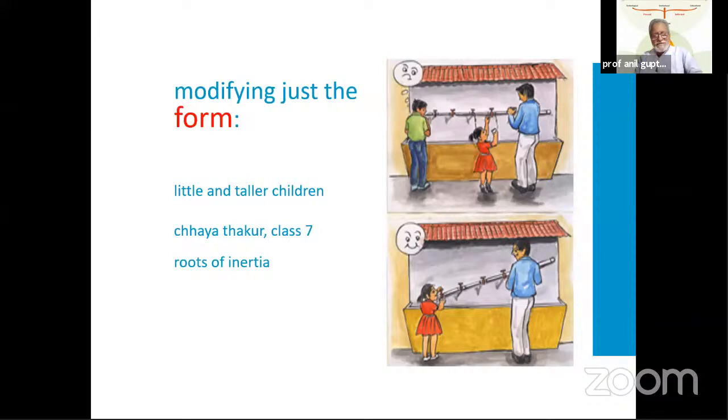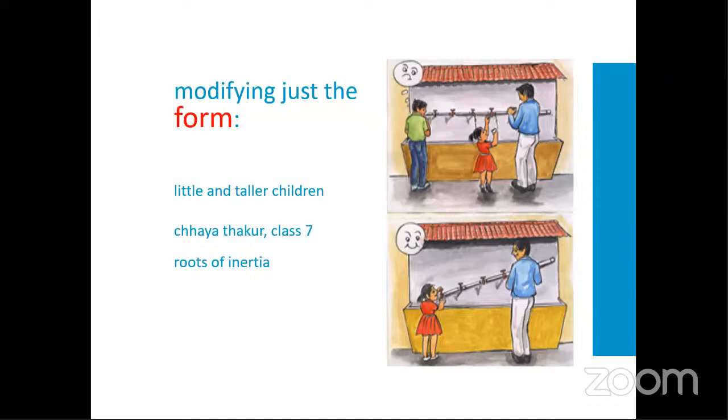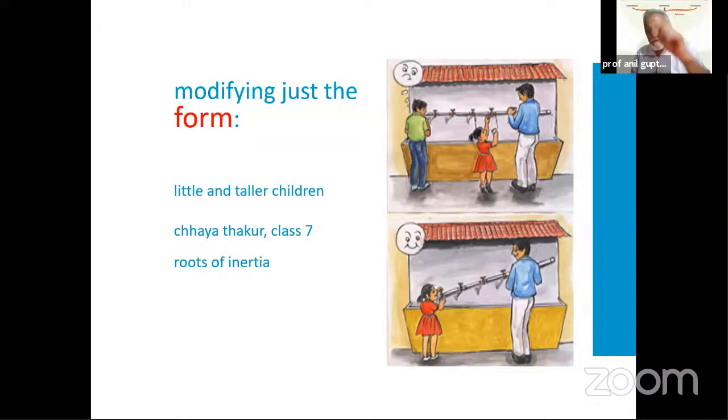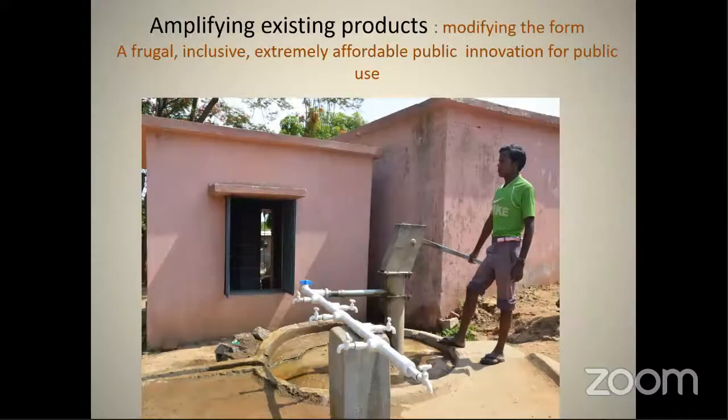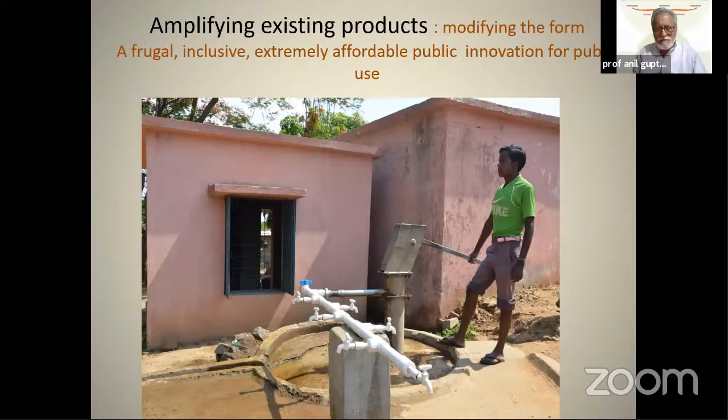Chaya Thakur, a little girl, thought of how small kids can drink water when drinking water pipes are in horizontal mode. So she said, why don't you tilt them? Smaller kids can drink here and so on. And I invited her to my class as the youngest visiting faculty. She was the youngest visiting faculty in my class. And then, of course, this is the one I was showing.